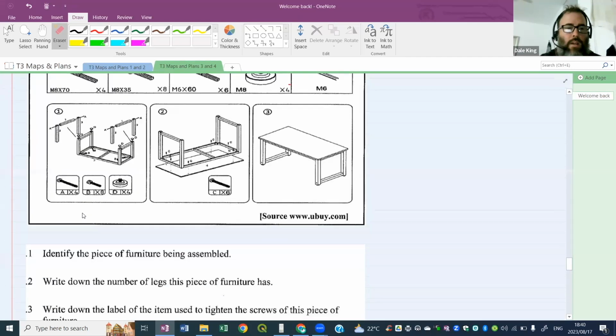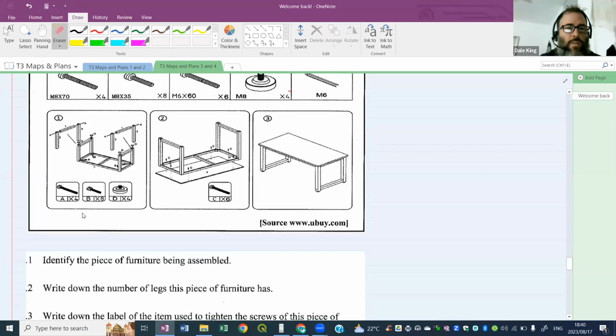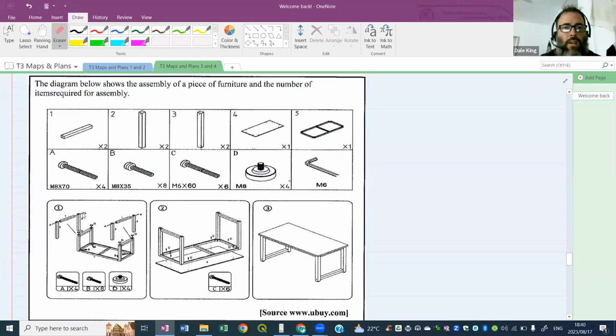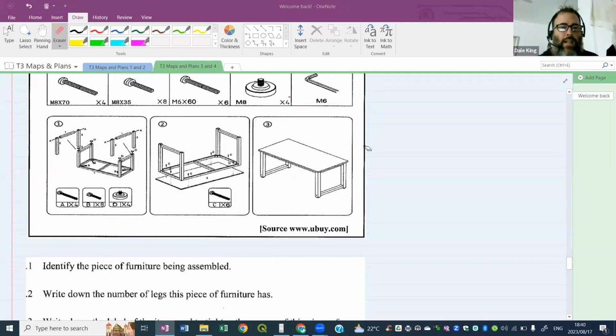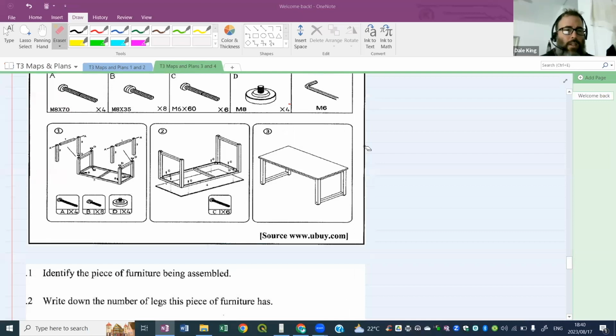3 marks. Here we go. Identify the piece of furniture being assembled. Matric exam. Yes, 3 marks for you guys. Good. Yes, 3 marks. It's a table. It is a table. Identify it.